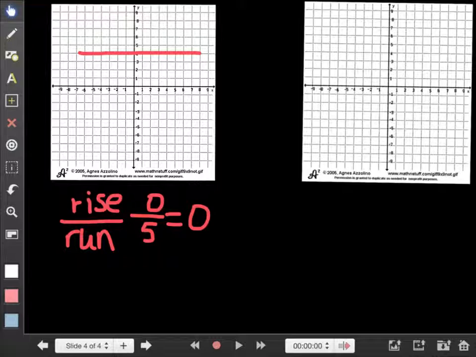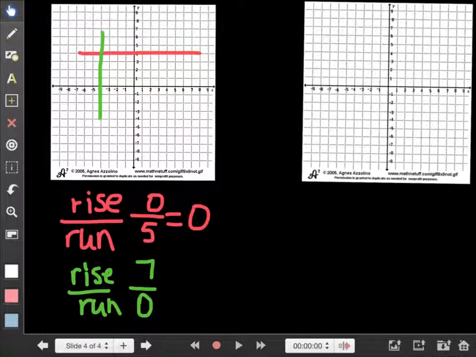On the other hand, if you have a vertical line, its rise can be any number that we want it to be because it's rising infinitely. So we'll just call that 7 over its run, which is 0. Now this is a problem. If you have 0 in the denominator, then that is undefined. So that is called an undefined slope.